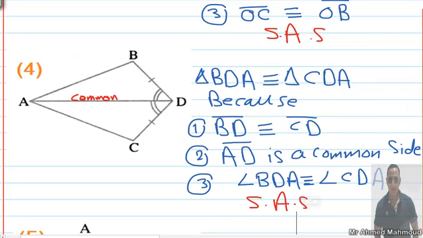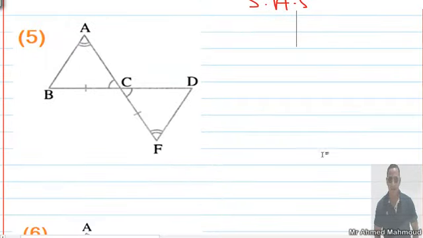Okay, let's solve the next one. Here we have angle A equal to angle F. Angle C equal to angle C, it's vertically opposite angles. BC equal to CF, but BC is not included between the two given angles A and C. Then this one is not one of the cases. Because we have two angles and a side that is not included, they are not congruent, as it's not one of the previous cases.